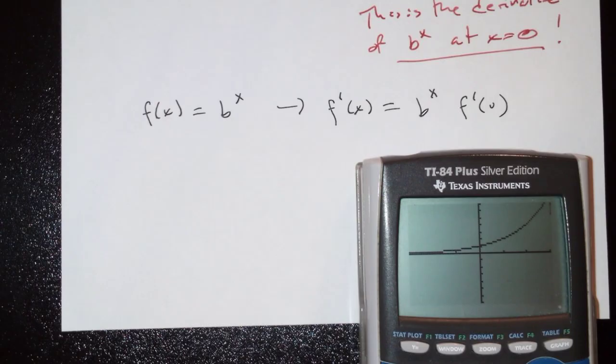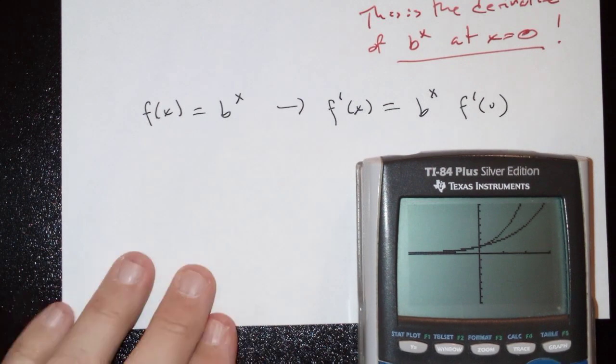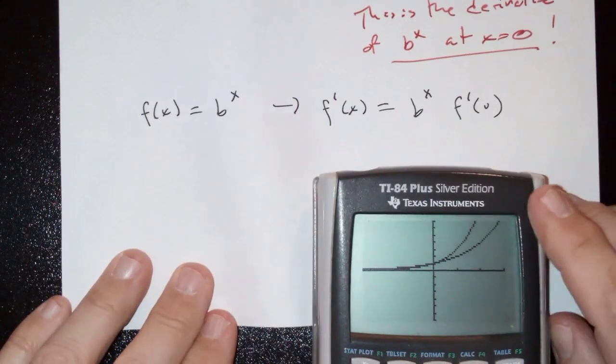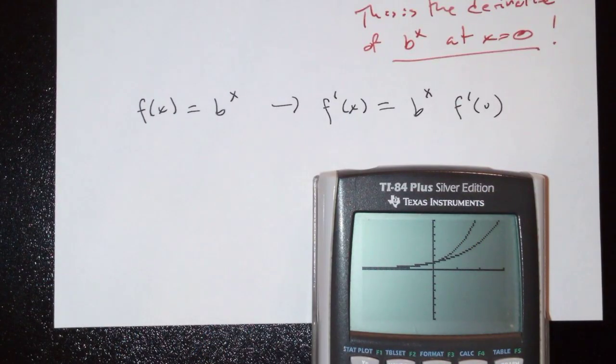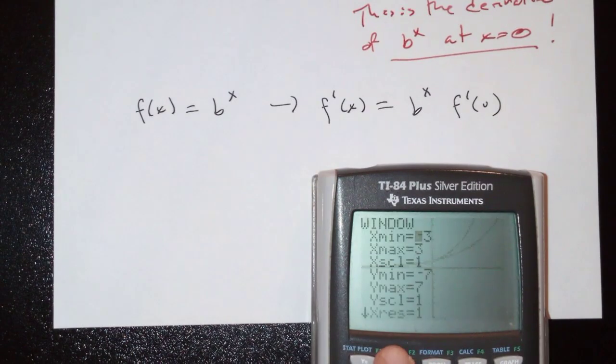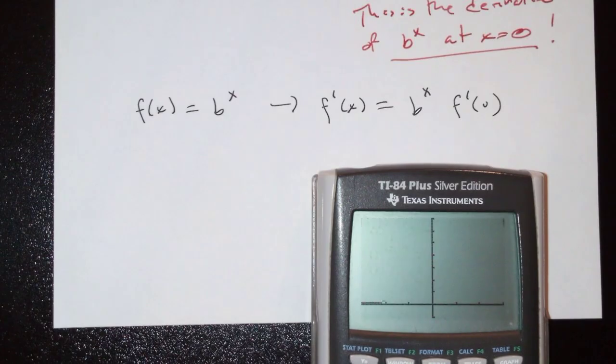Notice that one of them is steeper than the other. The first one, the low one, that's 2 to the x. The high one, that's 3 to the x. I'm going to change my window here because I don't care about the negative numbers. There's 2 to the x. And 3 to the x is a little lower on the left side and a little steeper on the right side. It's just shifted a little.